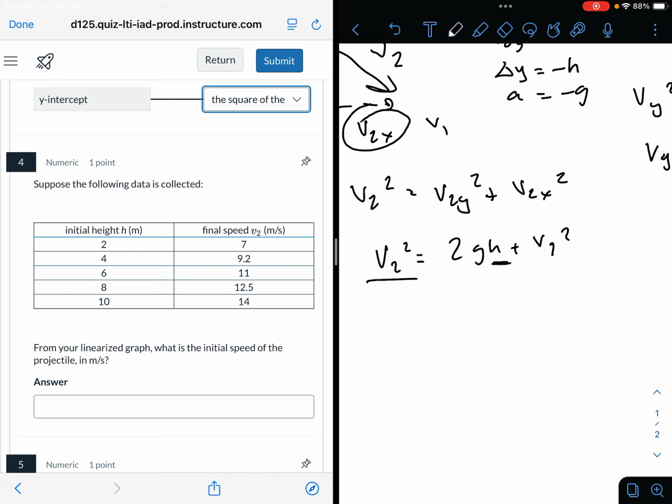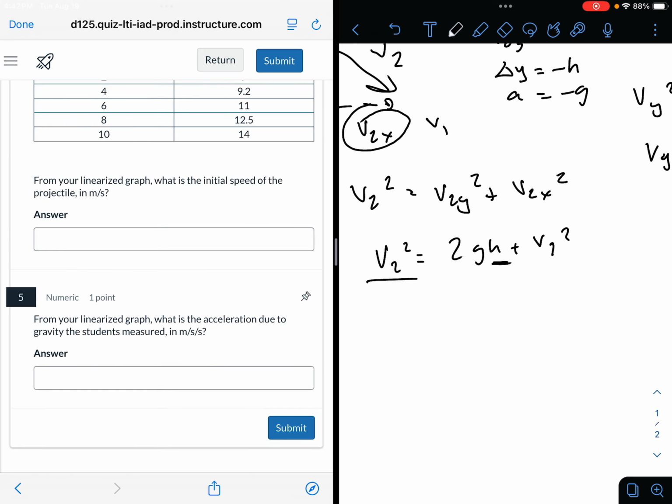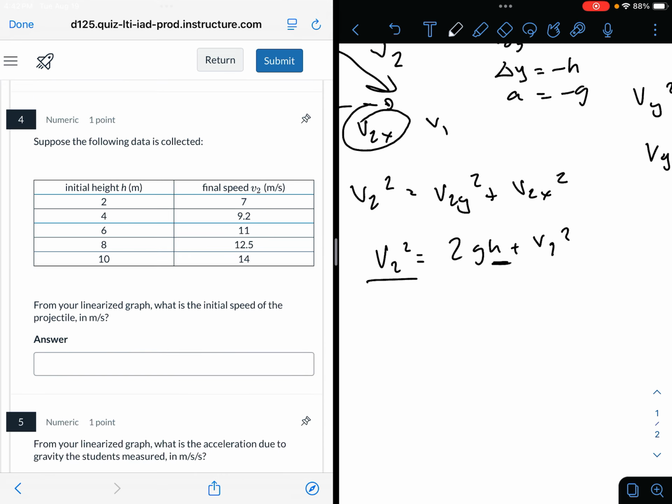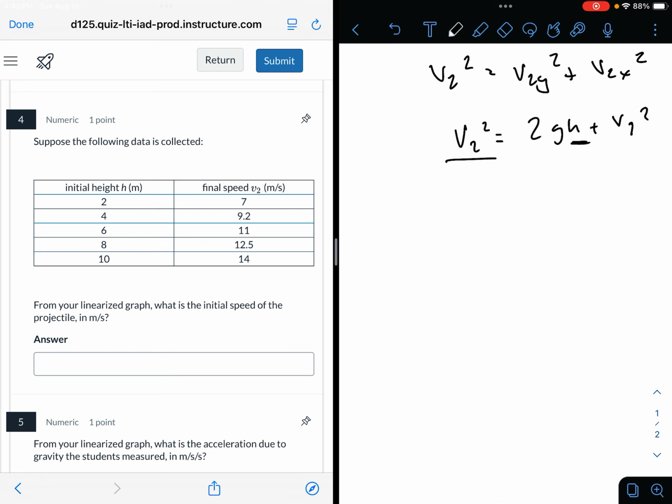How do I want to do this? Maybe I should just tell you how to do it, and then you can go do it. Okay, let's do this. I'm going to show you how to do it, and then you can do this on your own, because you would have to use a program for this. But basically, we want to do v2 squared versus h.